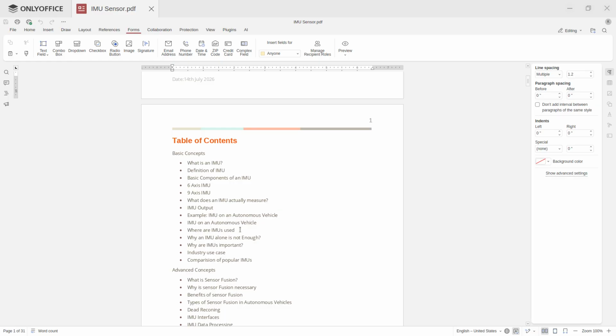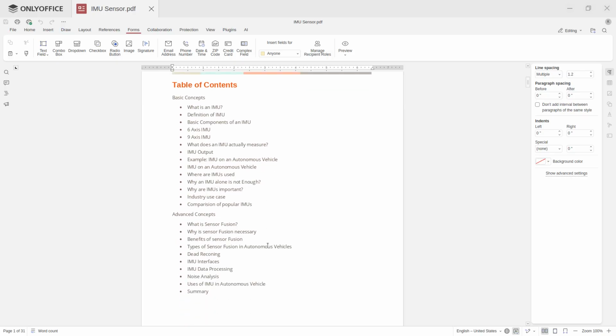Then we'll see where IMUs are used, why an IMU alone is not enough, why IMUs are important, industry use case, comparison of popular IMUs. Then we'll see some advanced concepts. What is sensor fusion? Why is sensor fusion necessary? Benefits of sensor fusion. Types of sensor fusion in autonomous vehicles. Dead reckoning. IMU interfaces. IMU data processing. Noise analysis. Uses of IMU in autonomous vehicles. And then we'll see a summary. Right, so this is what the table of contents is.